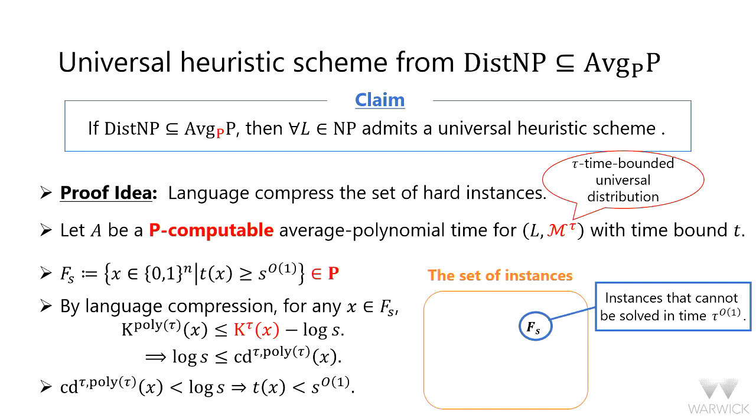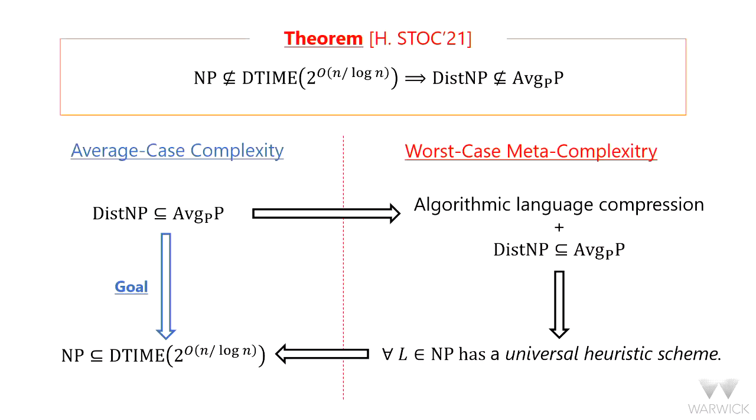So this means that this algorithm A is actually a universal heuristic scheme, in the sense that it runs in 2-to-the-order of computational depth time. So yeah, the idea should be simple.